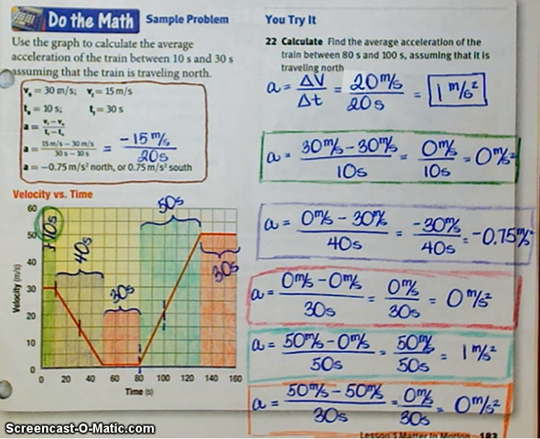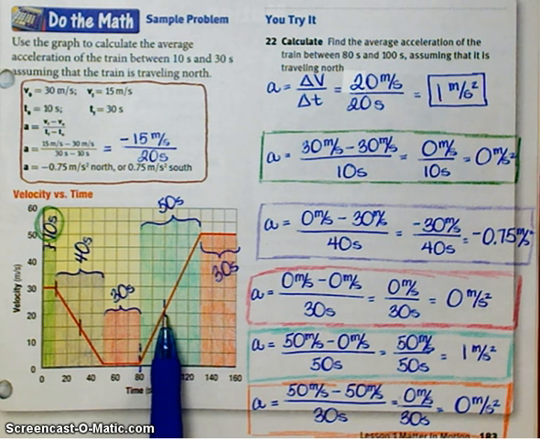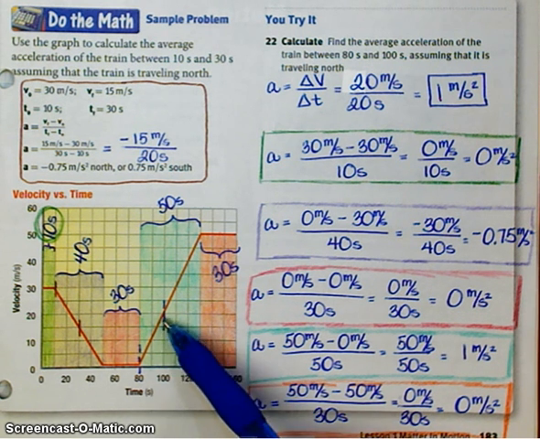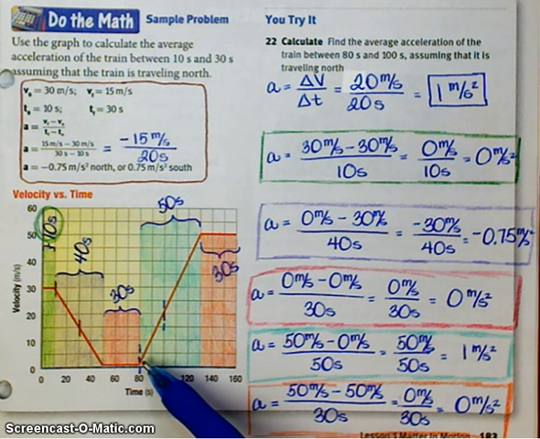So that's a change of 20 meters per second and a change of time of 20 seconds also. The change in velocity goes from 0 meters per second up to 20 meters per second. That's a change of 20. Time changes by 20 seconds. So you have 20 meters per second divided by 20 seconds. And so the acceleration in this particular time interval right here is 1 meter per second squared.